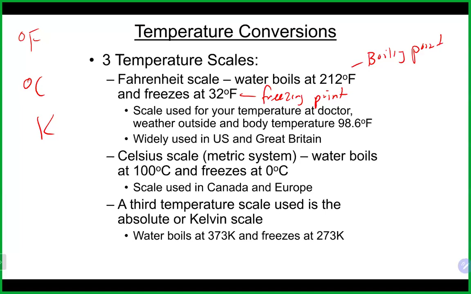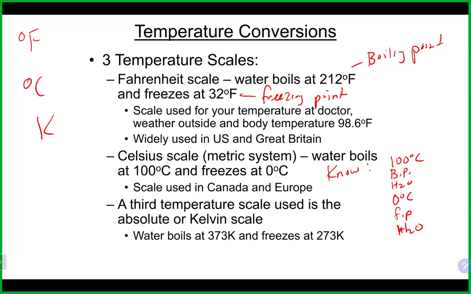Celsius is the metric system. On the metric system, water boils at 100 degrees Celsius and freezes at 0 degrees Celsius. That is something you should know in chemistry here. The 100 degrees Celsius is the boiling point for water, and 0 degrees Celsius is the freezing point for water. Those are common numbers that we use a lot in chemistry.